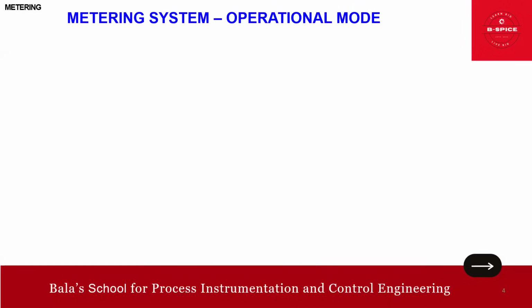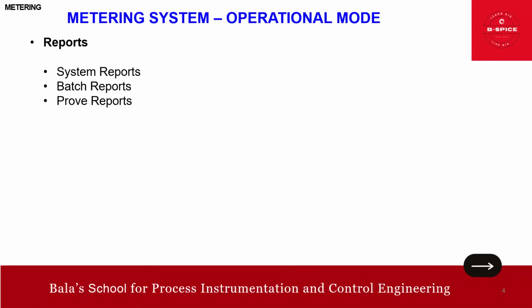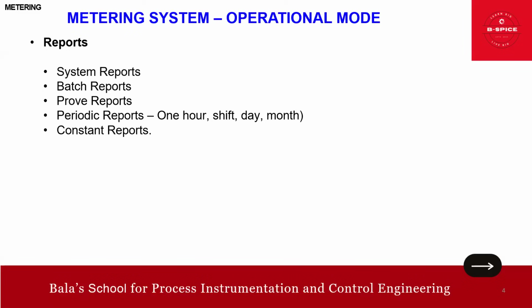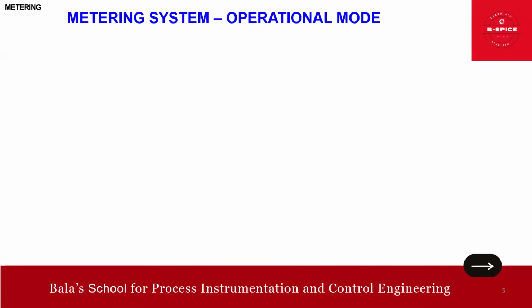This is about the reports. We need to get into reports actually: system report, batch report, prove report, periodic reports, hourly, shift, daily, monthly, and so on, and constant reports. All these we need to have, meaning we need to put them forth in the specification. Now we go into the actual talk of this video.